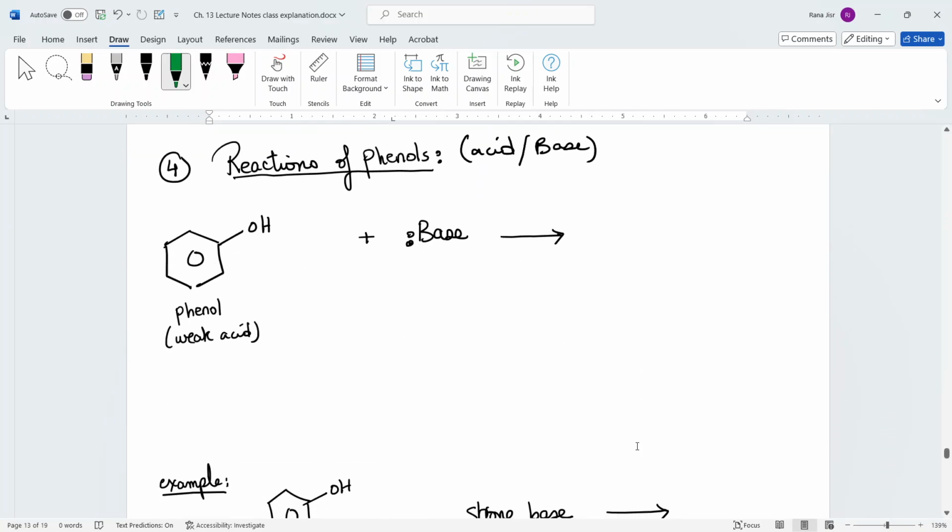The last reaction is the reaction of phenols. This is an acid-base reaction. And with these types of reactions, phenol is going to behave as a weak acid. So it's going to behave as an acid from its hydrogen in there.